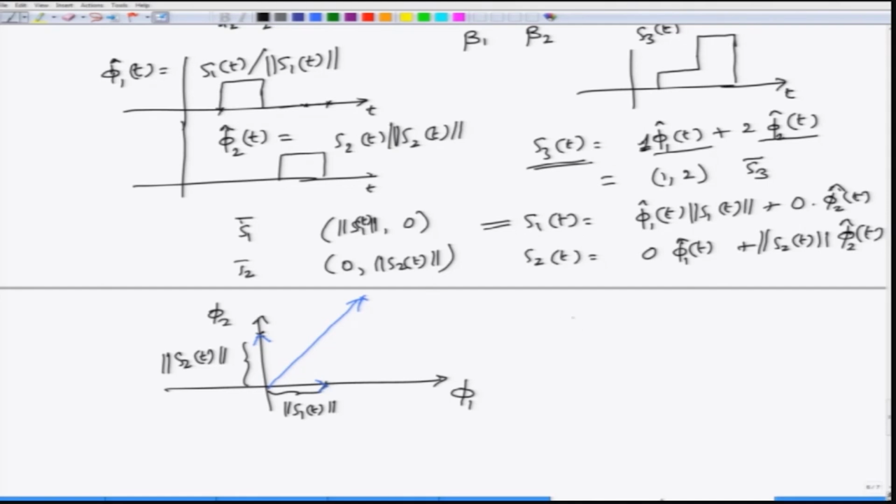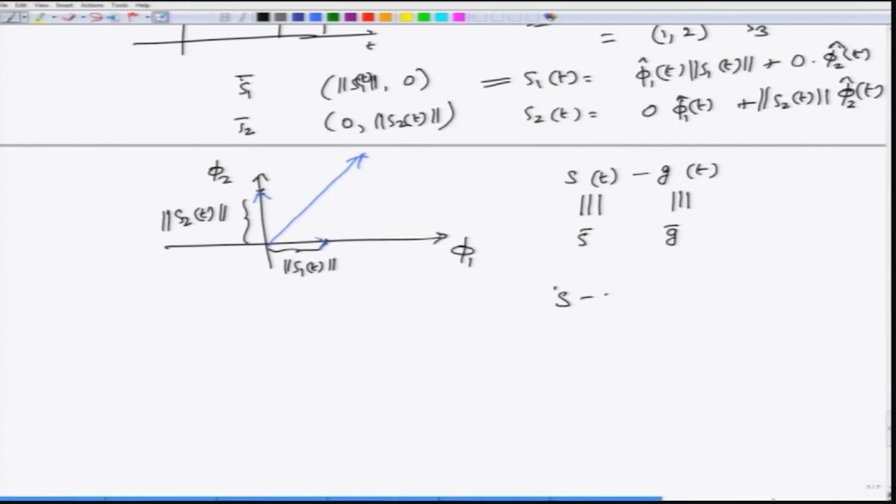On this same representation, what can you say about the distance between two vectors, say S of t and g of t? What would be the distance between these two vectors? I know that S of t, if I expand it in terms of the orthonormal basis functions, can be equivalently represented as a vector S. And g of t would be represented equivalently as a vector g, correct. The distance between these two vectors is nothing but the norm of S minus g. The distance square between the S vector and the g vector is nothing but this particular thing.